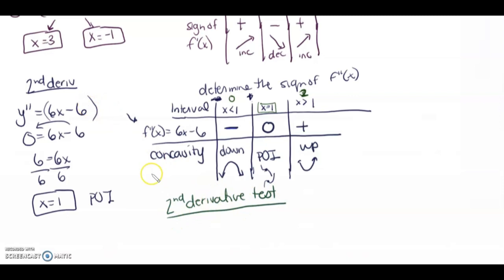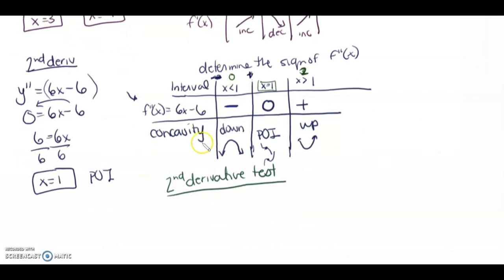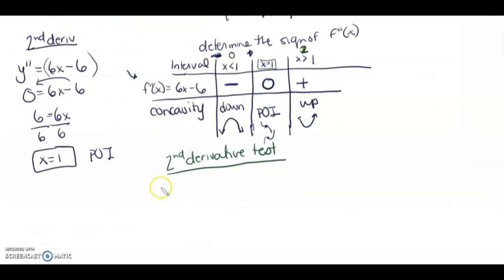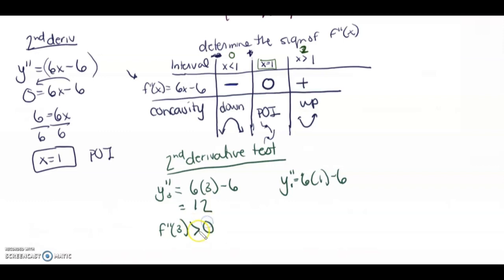Okay, so our second derivative test, if you remember, we have to take our critical points from up here, which are 3 and negative 1, and sub them into the second derivative. So y double prime at 3 is 6 times 3 minus 6. And we're also going to test y double prime at 1, so 6 times 1 minus 6. Okay, so what we get for this one is 18 minus 6, which is 12. And we can conclude that f double prime at 3 is greater than 0.